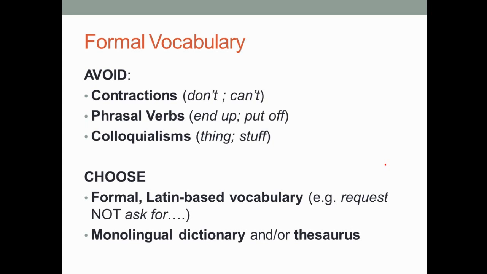So, just a very quick run through of what we would expect you to provide in good academic writing in terms of academic style. First of all, things to avoid. Avoid contractions. Don't. Can't. Avoid two-part phrasal verbs, things like end up, put off, sit down, stand up. You're going to try and find one good word alternative to those phrasal verbs. And try also to avoid colloquialisms, informal, slangy type of language, thing, stuff, etc.